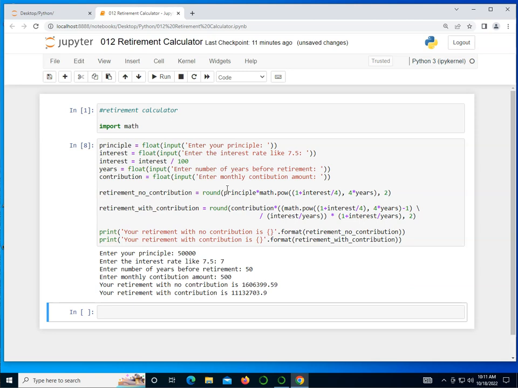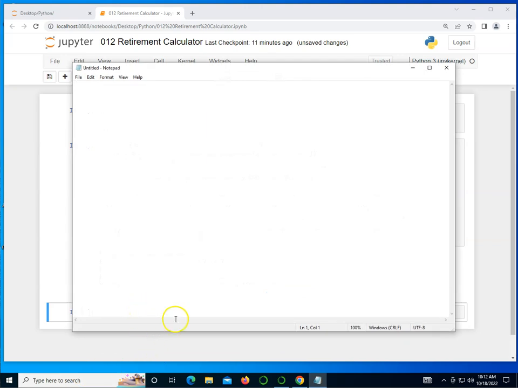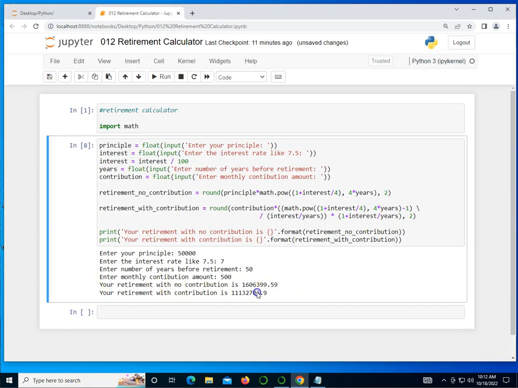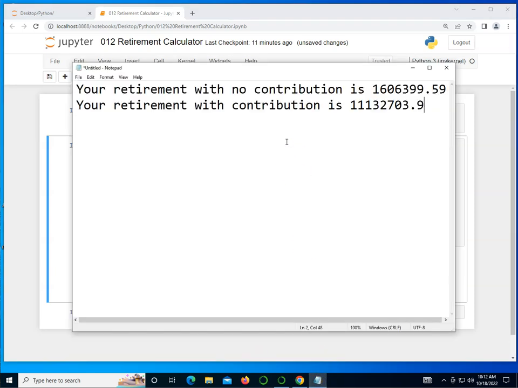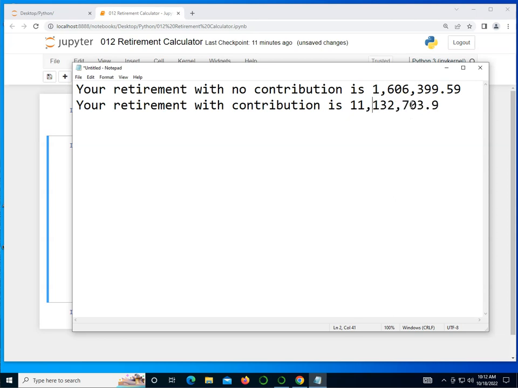So those are the numbers that we got, and it's worth actually looking into this a little bit. I am going to bring up Notepad just to give you an idea, and I'm going to copy both of these values right there. So looking at this, we can see that with 7% with no contribution, we would have basically 1.6 million if I were to put in some commas here to make it look a little nicer. And we can do this in Python too. And with $500 a month, as you can see, it makes a huge difference.